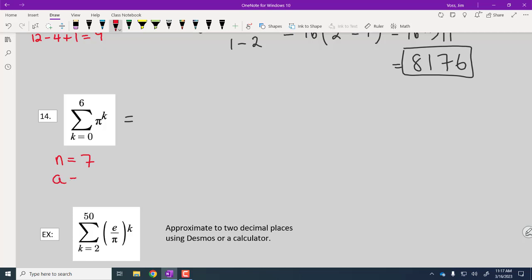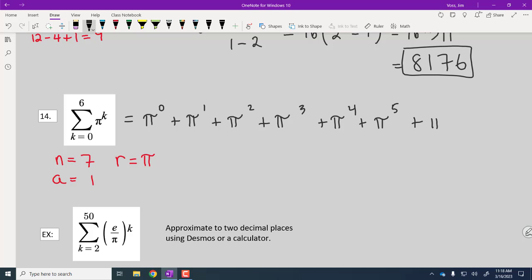What is A? 1. So A is always the first term in the series. The first term is found by plugging in the initial index value. The index value starts at 0. And then what is the other thing we need to know? Common ratio. What's the common ratio? Pi. Now, if it's not 100% clear by looking at the summation notation, you can always start writing things out. It never hurts to write out the first few terms, or maybe all the terms, if there's not too many terms.